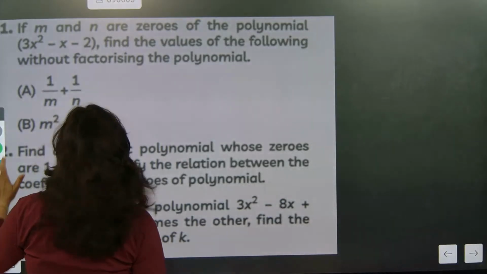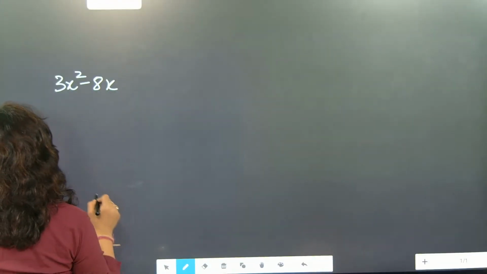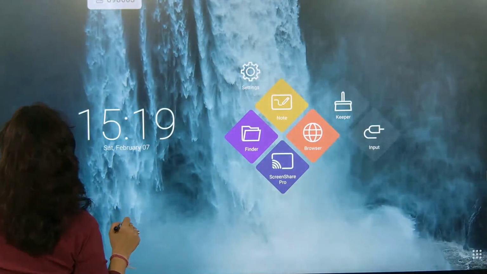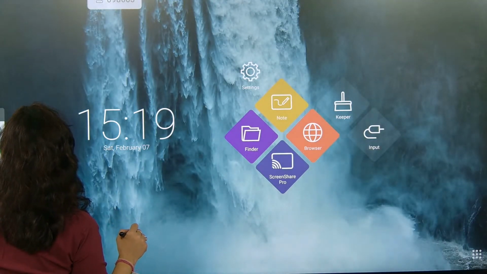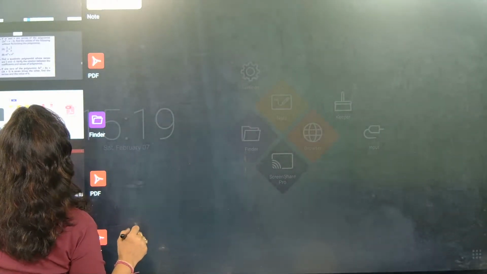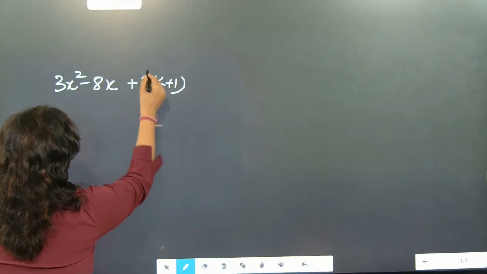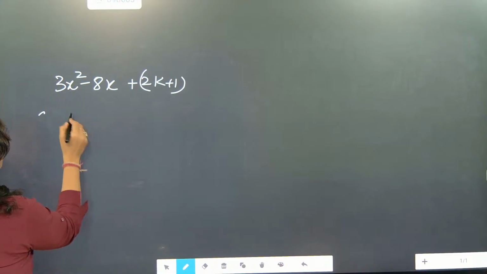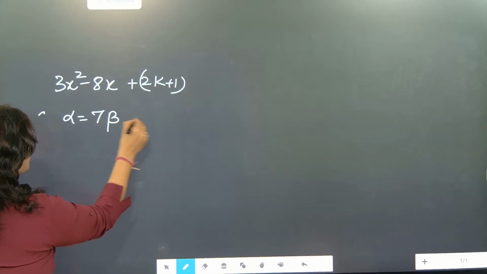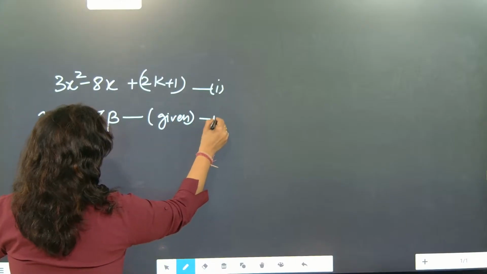Now look here, what is the question given here. The question is 3x square minus 8x plus 2k plus 1. Correct? And they are saying one of the roots is 7 times the other. This is given, and we will consider this as equation 2.